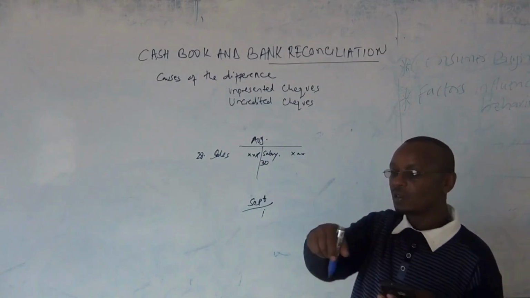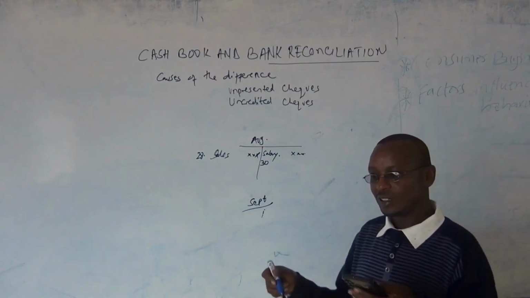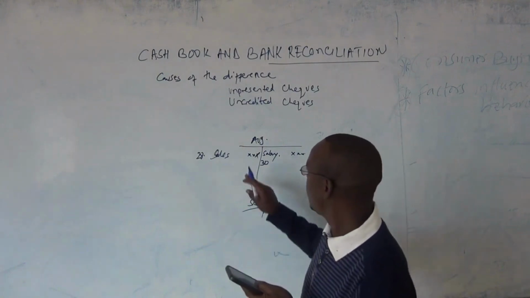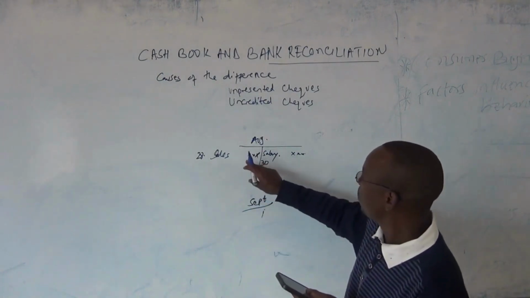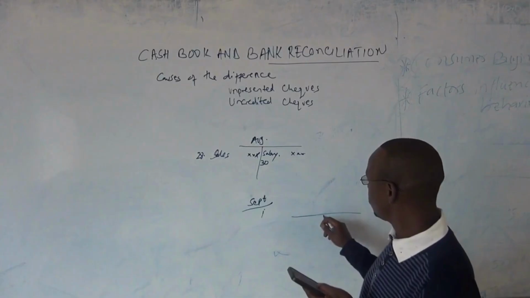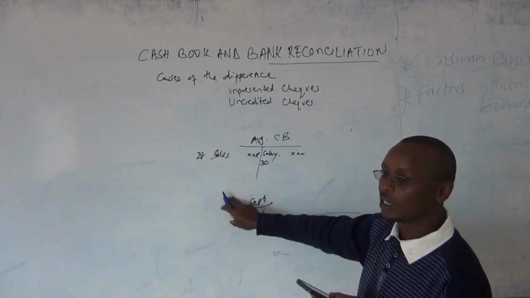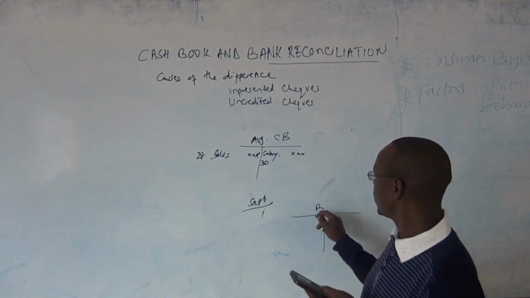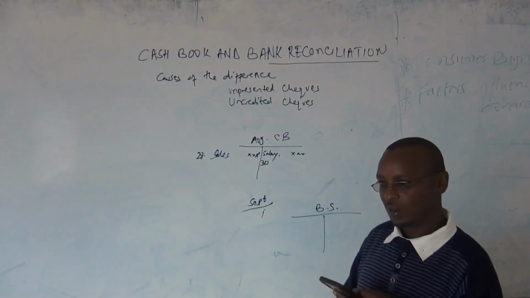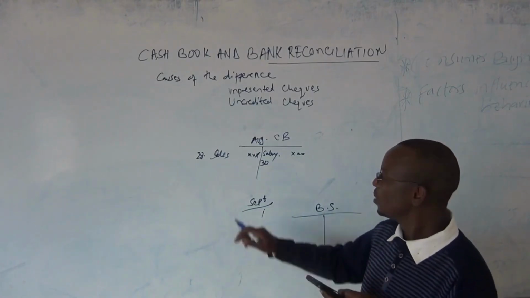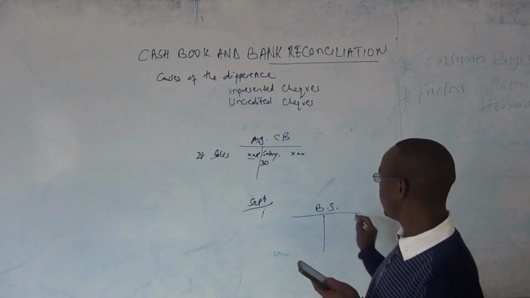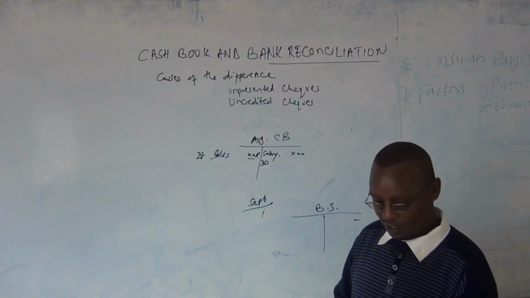Because to the bank, you are what? You are a creditor, isn't it? So when they give you your statement, the bank statement, whatever appears on the debit side of the cash book should appear on the credit side of the bank statement. Okay? So the check that is here and it's not here, we call it an uncredited check.